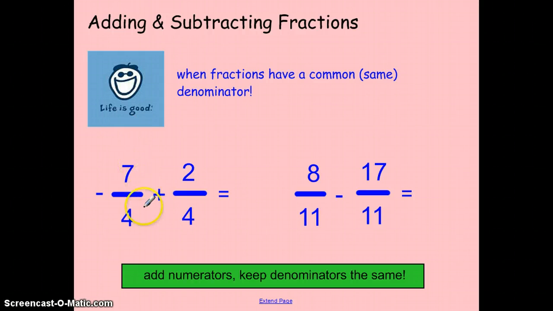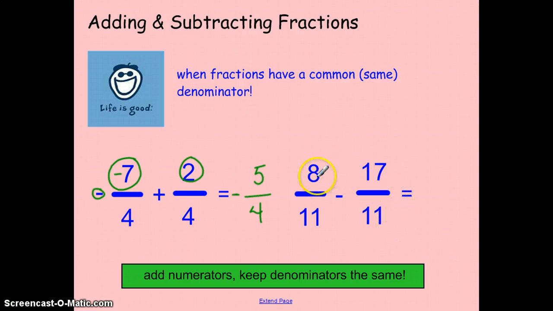So when we have -7/4 plus 2/4, the first thing you want to do is think of this negative sign as being part of the numerator always. So our numerator here is -7 plus 2, which gives us -5. And I'm going to put the negative out in front rather than on the numerator or the denominator, and that's a good practice. Keep it out in front, the whole fraction's negative. And then I keep my denominator the same, 4.